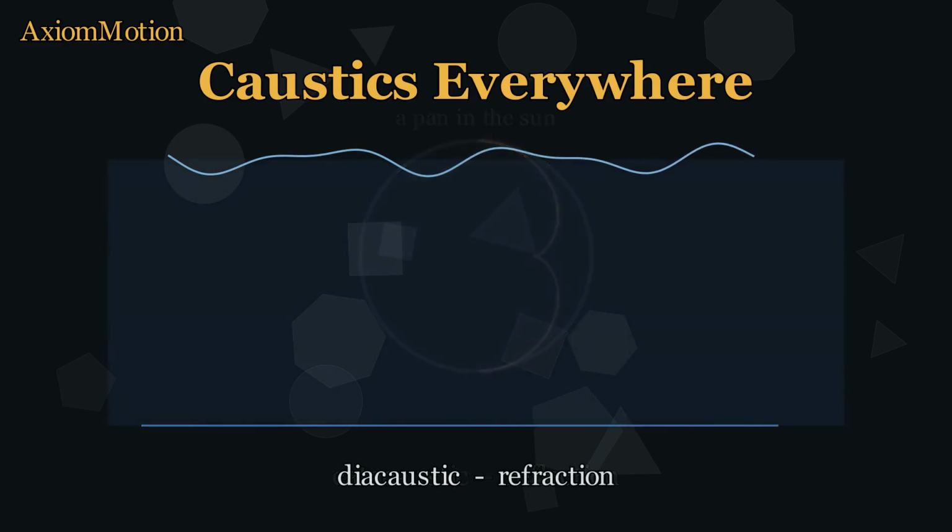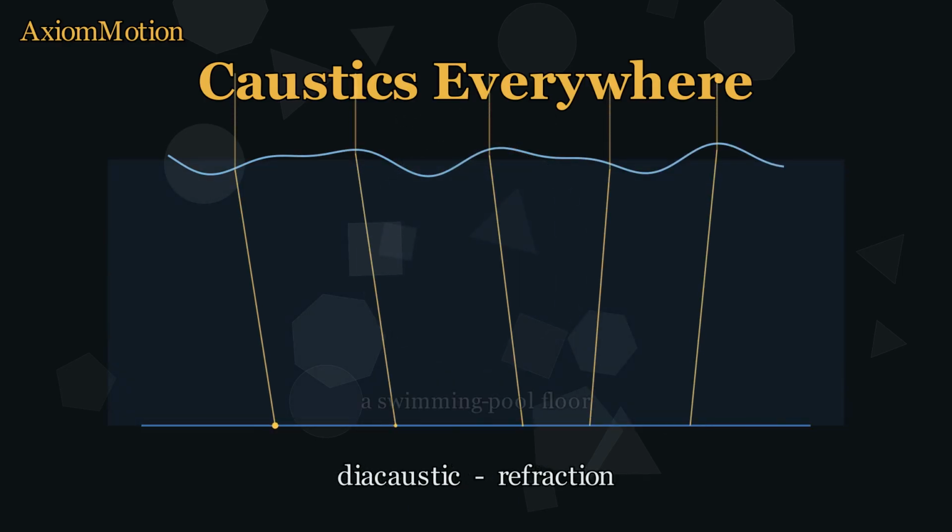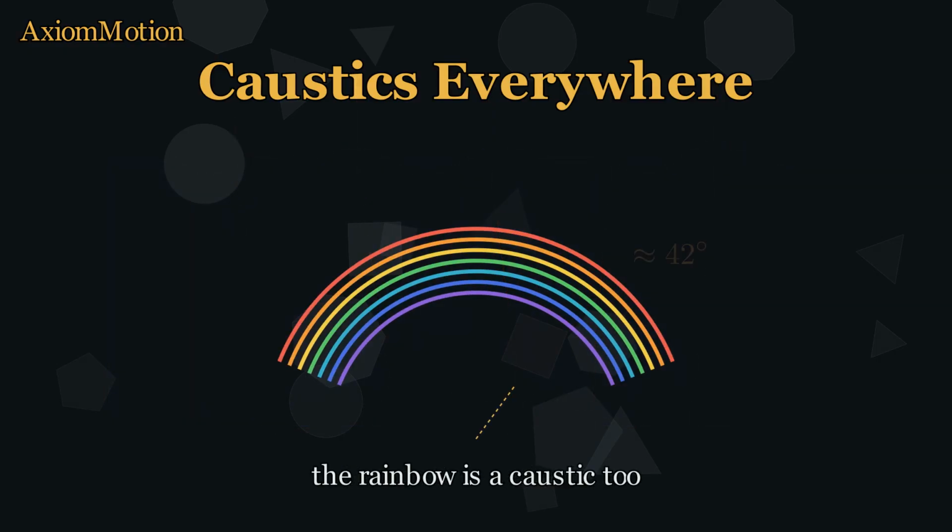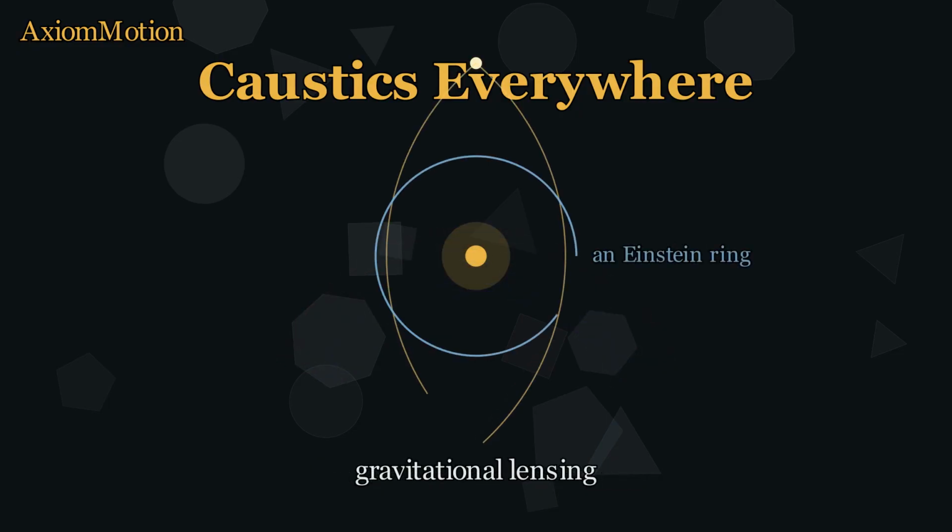The restless net of bright lines on the floor of a swimming pool is exactly this: sunlight gathered and focused by the wrinkled surface of the water above it. Even the rainbow is a caustic. Sunlight refracts and reflects inside countless raindrops and piles up along one special direction, about 42 degrees away from the point directly opposite the sun. That bright arc is simply where the light concentrates, and it reaches the largest scales we know.